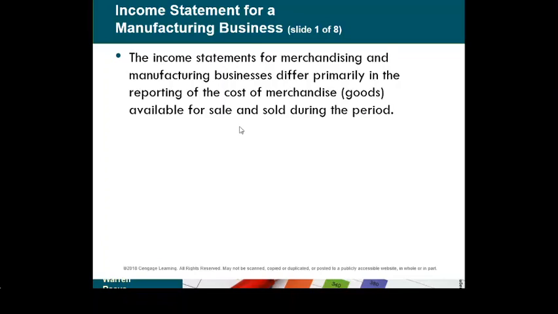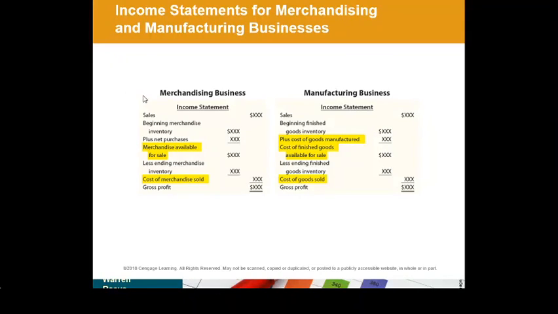So the income statements for merchandising and manufacturing businesses differ mainly in reporting the cost of the merchandise goods available for sale and sold during the period. A merchandising business only buys a finished product and sells it back to the market, while a manufacturing business builds and manufactures its own product and then sells it to the market. So a merchandising business already has a completed finished good for sale.